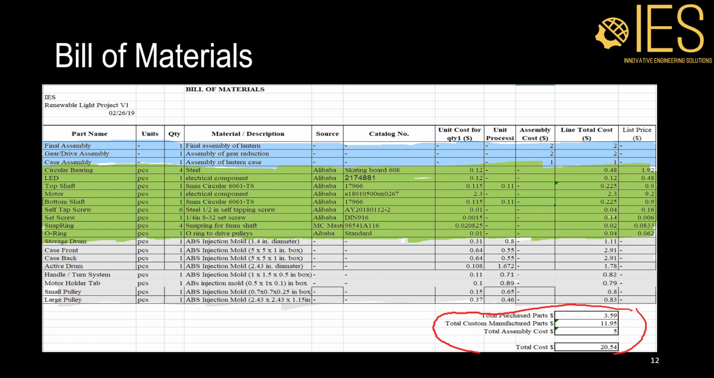Mold making costs, material costs, and labor costs are all factored into their totals. The two minor assemblies, the gear drive assembly and the case assembly, make up the final design assembly. They consider labor costs at $60 an hour for assembly, which is estimated to be about 5 minutes total if it is automated. And the total cost of one unit is $20.54, which is just above our target of $15.